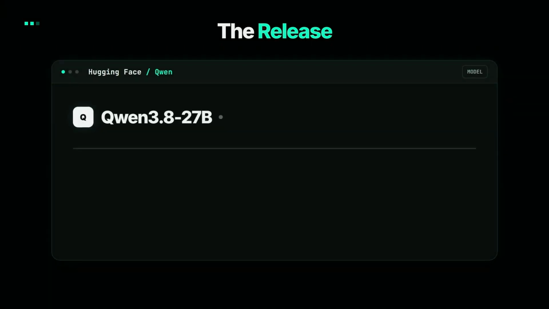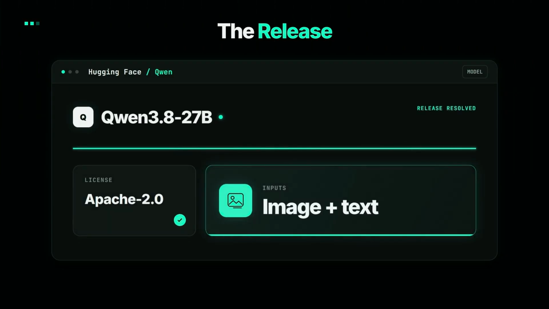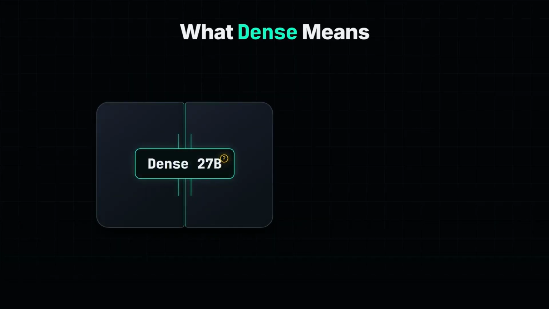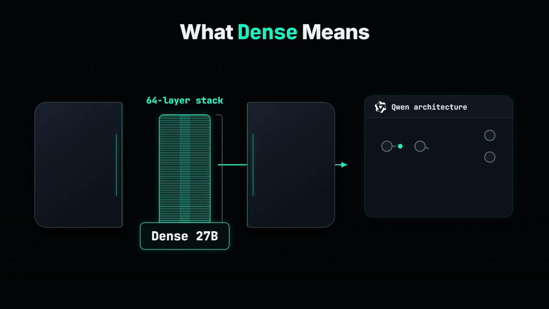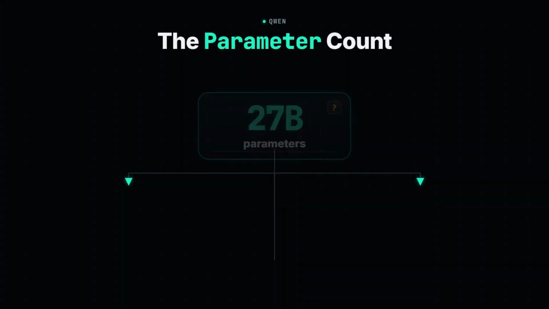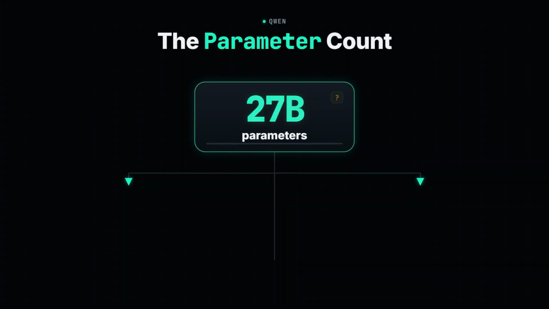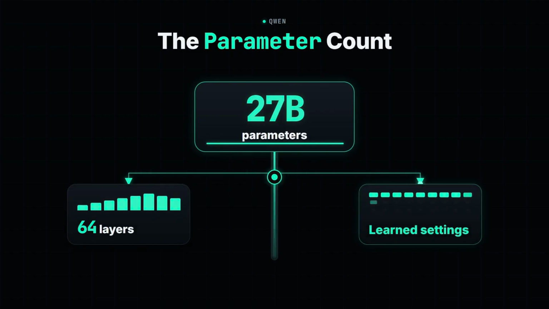Post-trained means refined after broad initial training for useful tasks. Qwen released this image and text model with Apache 2.0 weights. Imagine every prompt using one listed 64-layer stack. Qwen calls that a dense model because no expert routing structure is listed. A parameter is one learned numeric setting. Qwen lists 27 billion across 64 layers, explaining the model's 27B label.